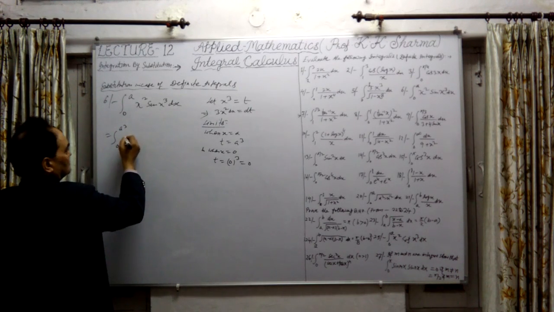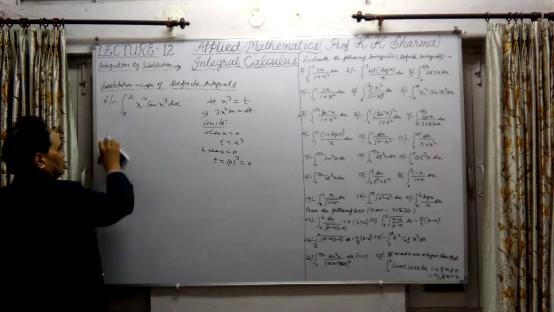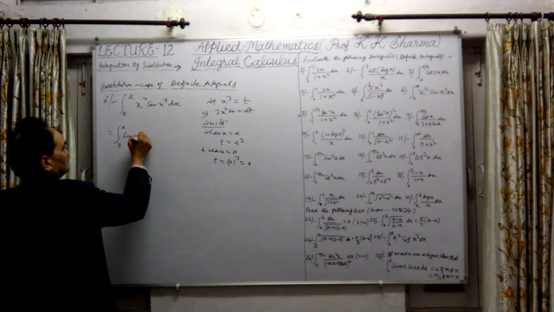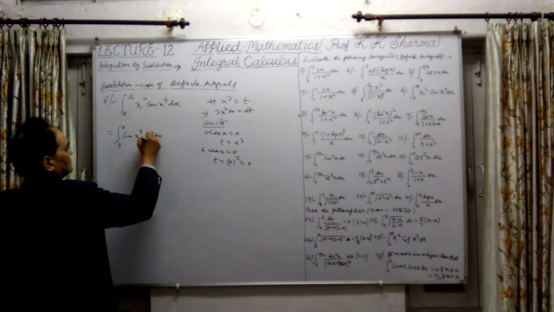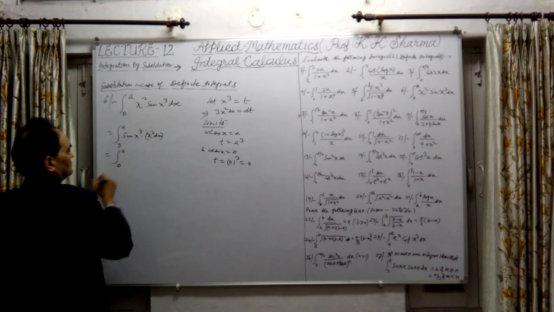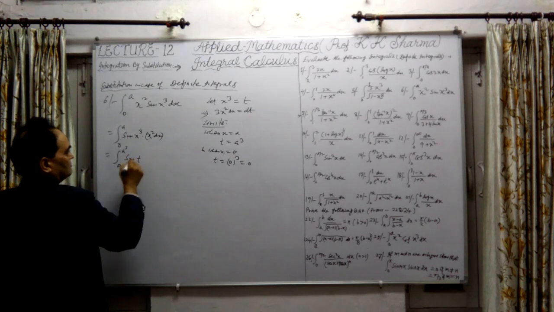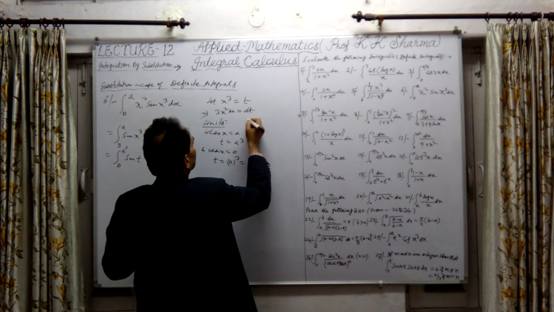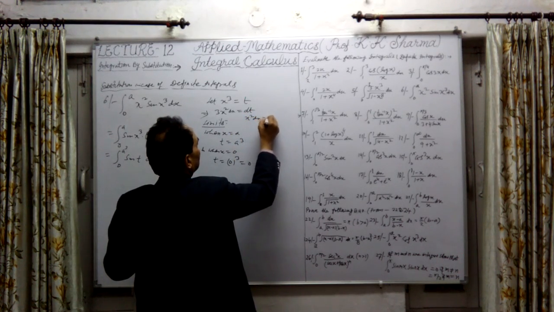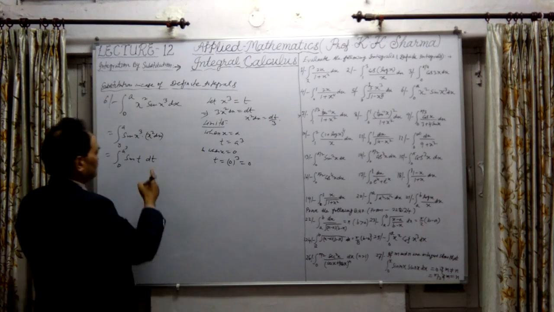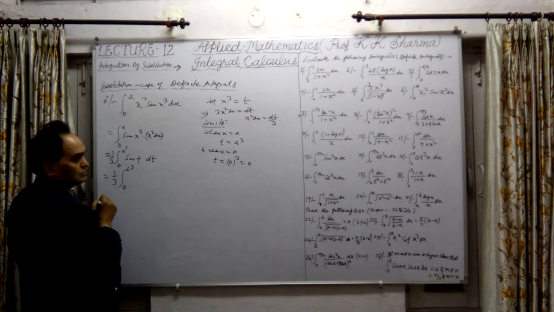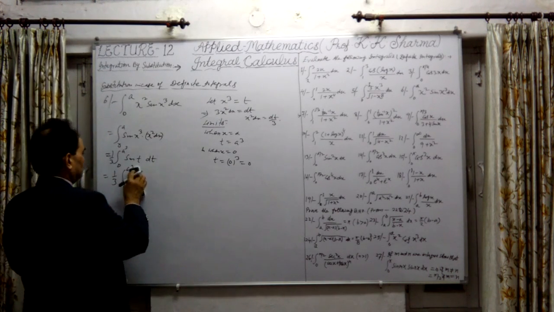Let me first write it in proper manner. It is 0 to a, into x square into dx. Now converted, this is 0 to a cube, substituting the variable t, with dt. So x square dx equal to dt upon 3. The 1 by 3 is taken out, and the sign of integration is 0 to a cube of sin t into dt.